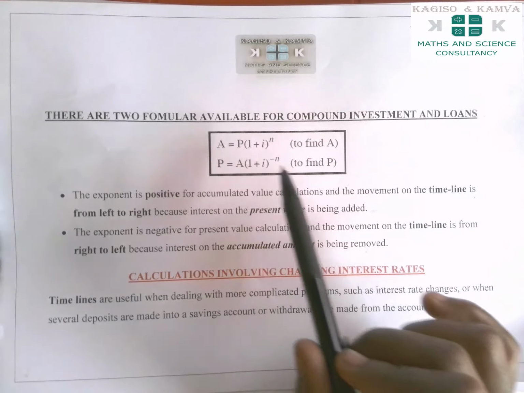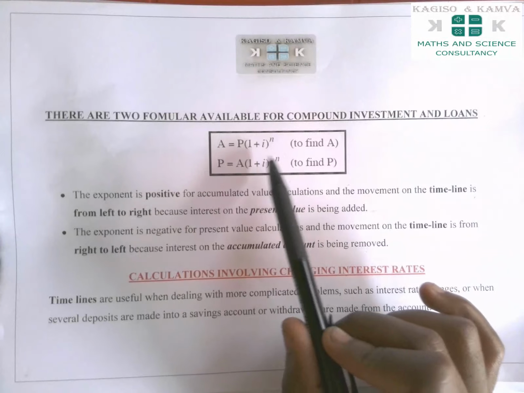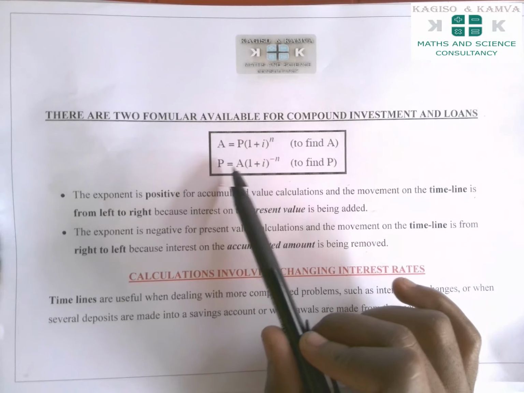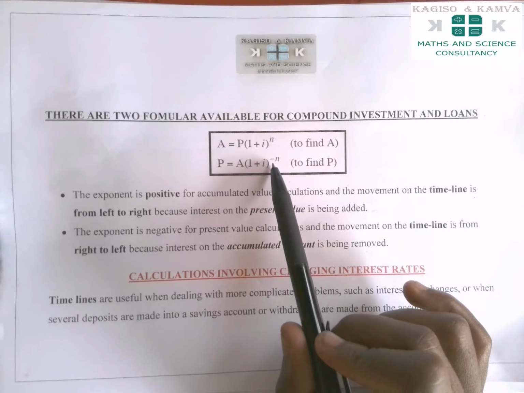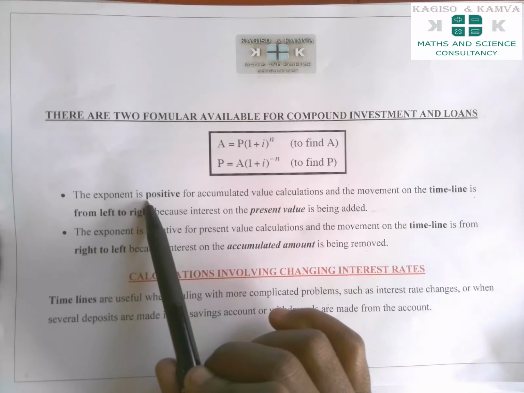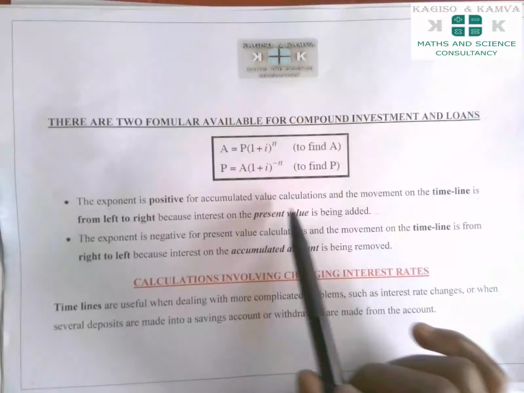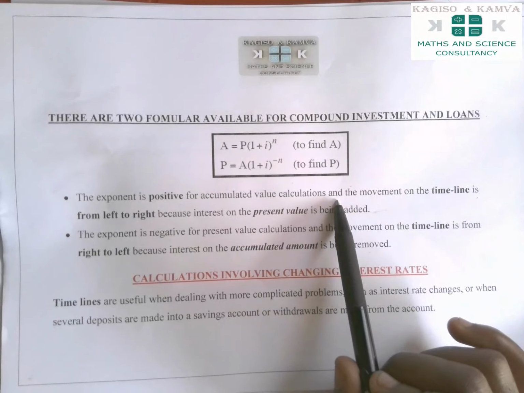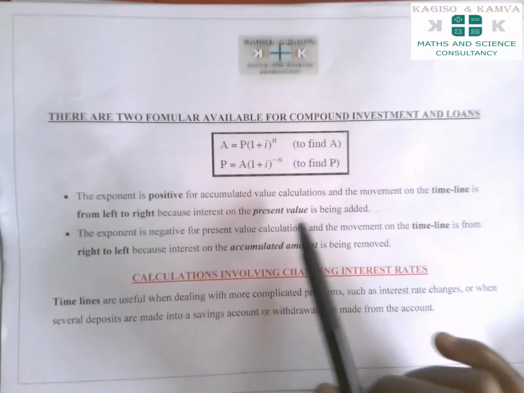As we know, this one is a compound formula. Now if you work out this compound formula and you make P the subject of the formula, like here, we are going to have something like this, and this is going to be a negative exponent. So the exponent is positive for the accumulated value calculations, and the movement on the timeline is from left to right because interest on the present value is being added.